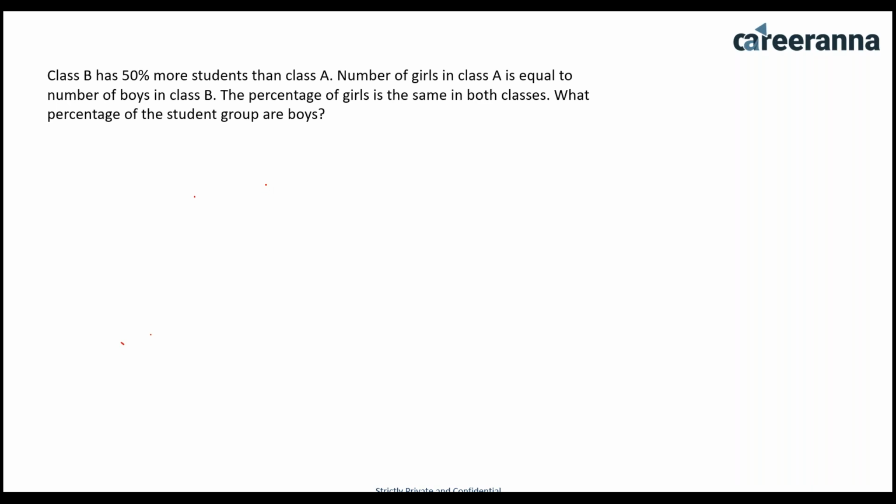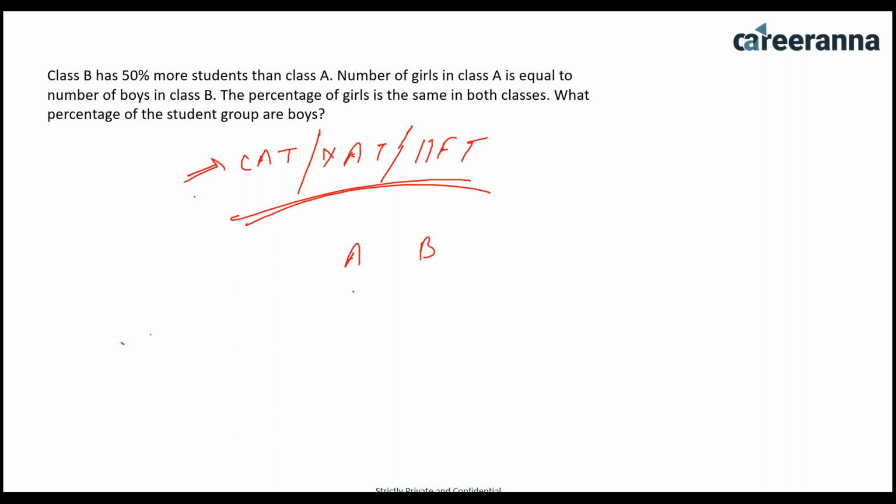Okay, if you take 50 and 100, it won't come. The answer won't be the same. What is 50 and what is 100? This question is very tough. It will come only in CAT, XAT and IFT. Don't worry. Okay, Varsha, you cannot take the number of students in class A as 50 and class B as 100, because if it is 50, 50% of 50 has to be 25. So it would be 50 plus 25, which is 75. So 50 and 75 would be the numbers. You can solve it for this.